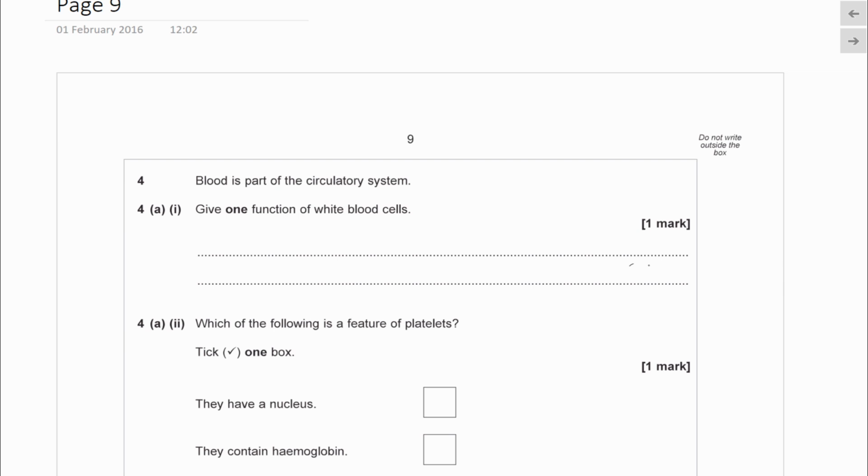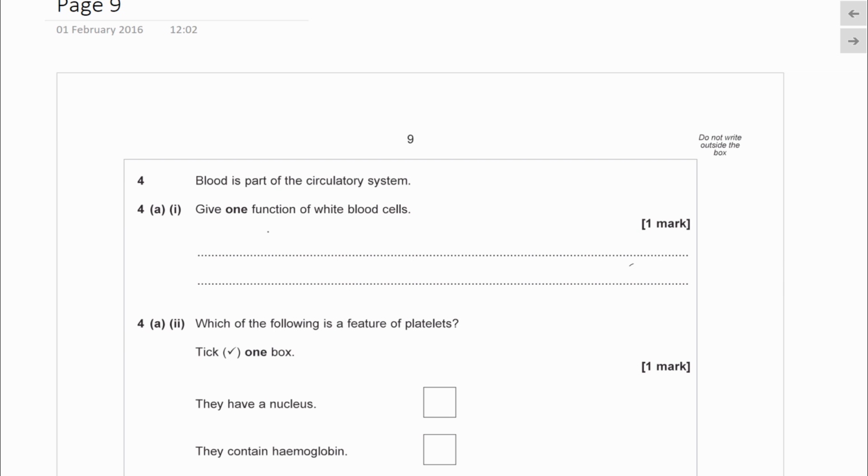Alright, so question 4 says that blood is part of the circulatory system. Yep, we know that's true. Now in part A, or A part 1, it says give one function of white blood cells. Now white blood cells are basically involved in the immune response, right? If you'd said that, you would even actually get the 1 mark, but we want to be slightly more specific just to be safe.